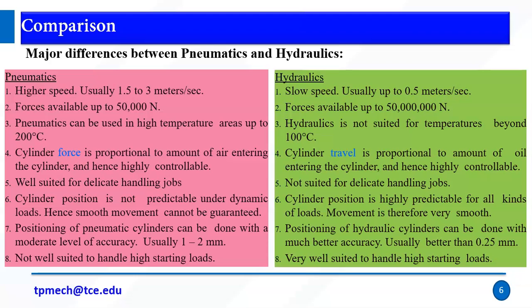But cylinder position is highly predictable for hydraulics. This is not with respect to the loads, so movement is therefore very smooth. In pneumatics we cannot get smooth movement, but in hydraulics you can. The next one: positioning of pneumatic cylinders can be done with a moderate level of accuracy, maybe 1 to 2 meter. But positioning of hydraulic cylinders can be done with much better accuracy, better than 0.25 mm. So if you compare positioning of cylinders, hydraulics is the better one.